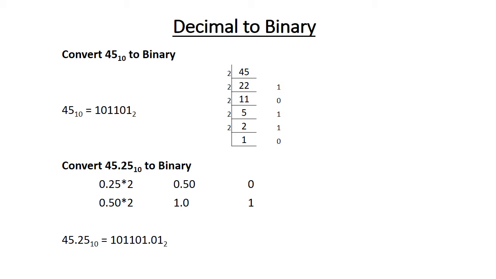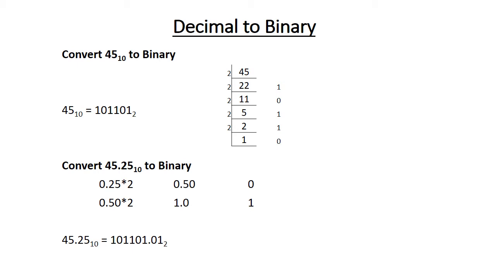Now suppose it is a fractional number, for example, 45.25 to the base 10 to binary. We already know how to convert 45. Now how to convert this 0.25 to the base 10 to binary? Here you have to multiply it with 2. Why 2? Because we have to convert to binary and the base of binary is 2. That's why we are multiplying by 2.